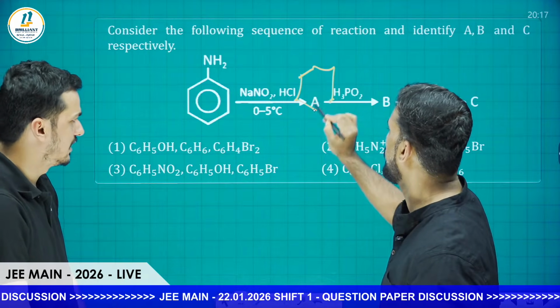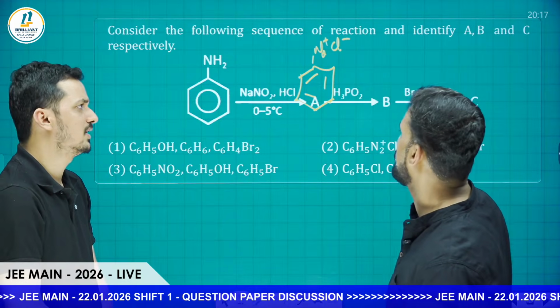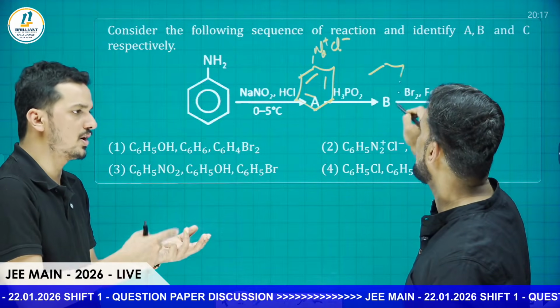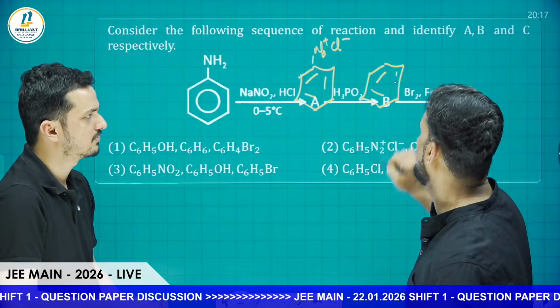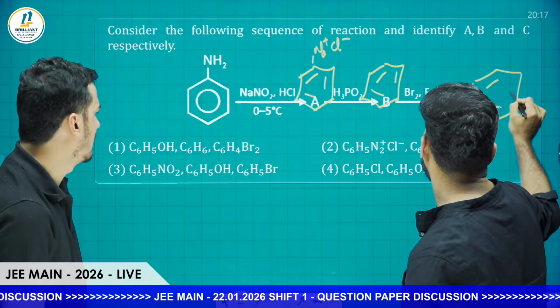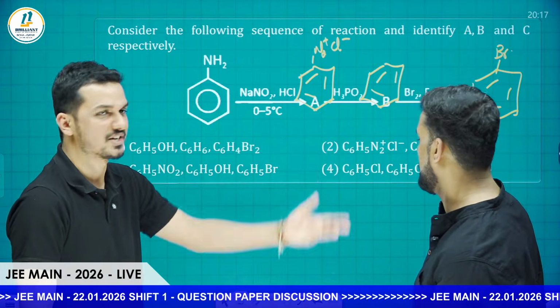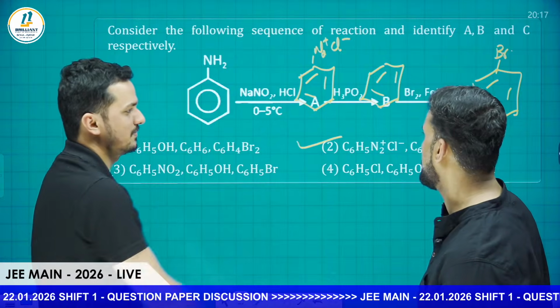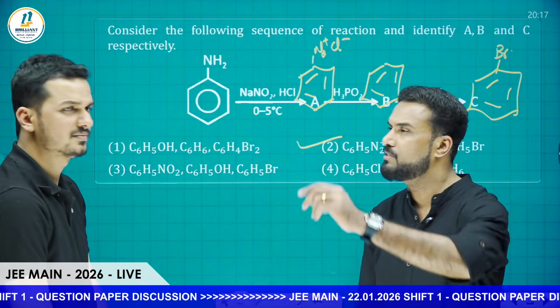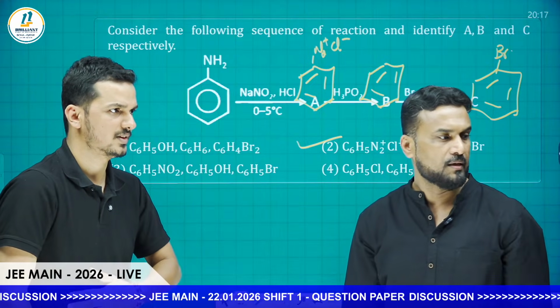This will be the diazonium chloride. Here itself we can write N2+Cl-. That reacts with H3PO2 or ethanol, and you will be getting benzene. Then when benzene reacts with bromination, you will get bromobenzene. And only one option is there with the diazotization. So this will be the correct answer. It's a direct one. Conversions are not difficult actually. Even yesterday's questions also had direct conversions.